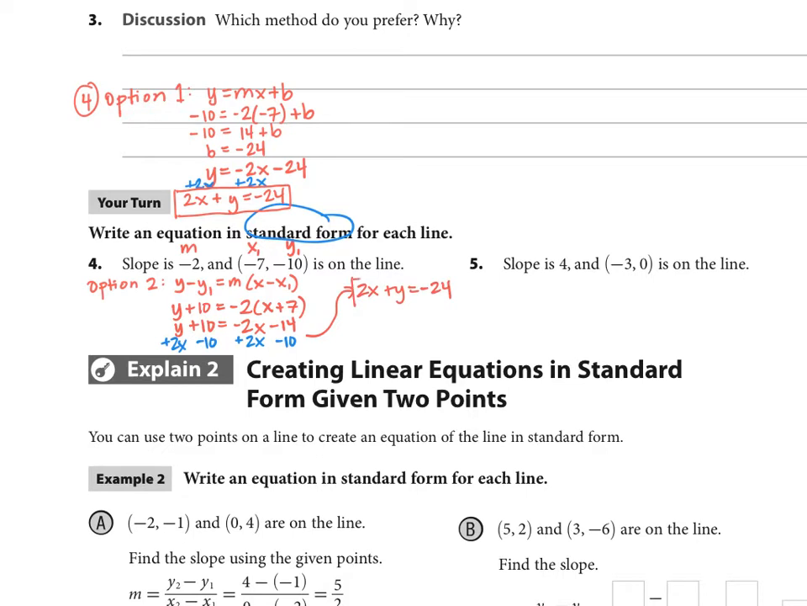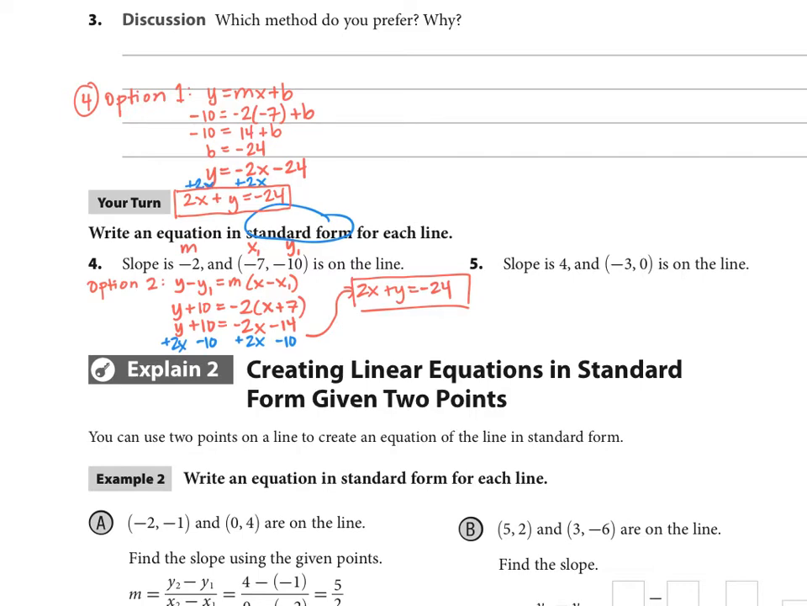So here's my standard form. And you see this matches exactly what I got up here when I used option number 1. So you will arrive at the same standard form regardless of which option you choose. Okay, so let's go ahead and try number 5. If you want to try it on your own, go ahead and pause it.